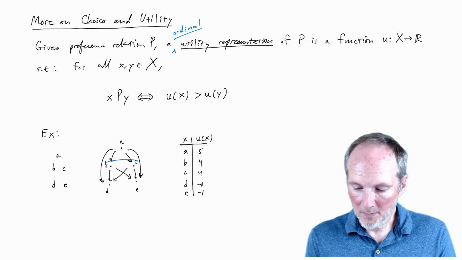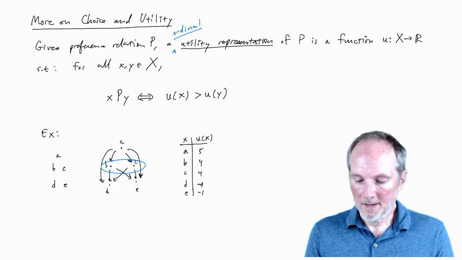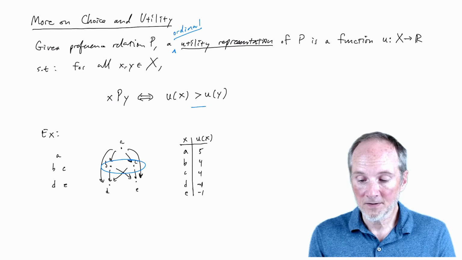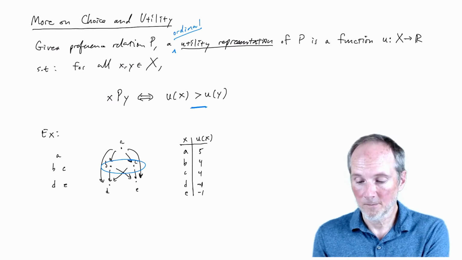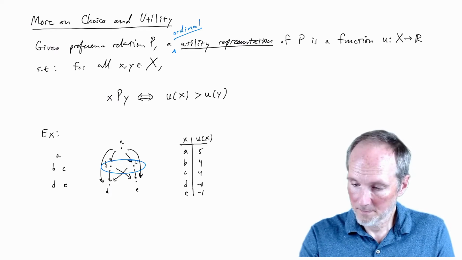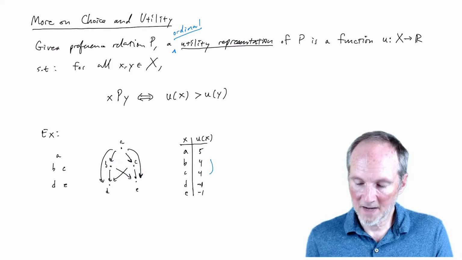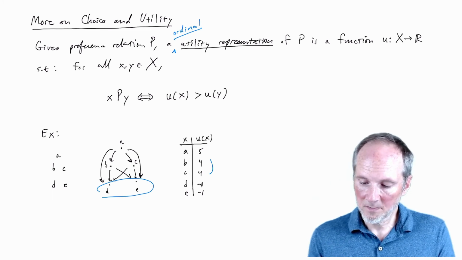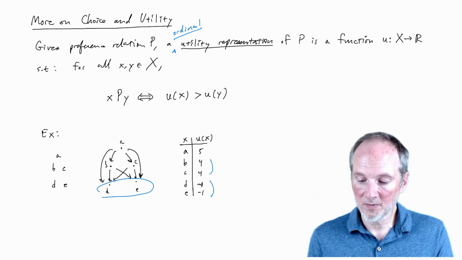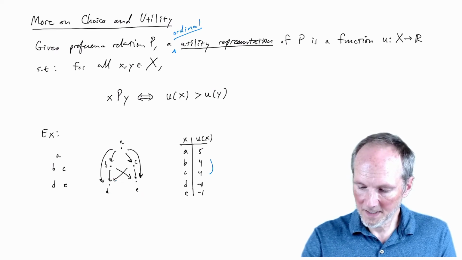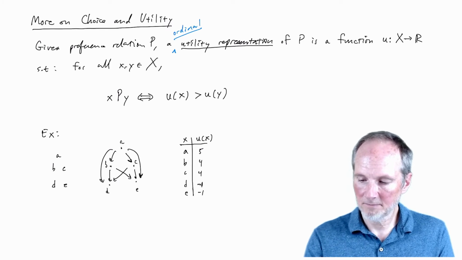What about B and C? Well, in that case, there's no strict preference either way. So we can't have a strict inequality either way, right? Well, that means they have to have the same number. And they do. They both have a utility of 4. Same with D and E. There's no strict preference between them in either direction, so they have to have the same utility, and they do, -1. All right, so everything checks out. That is a valid utility function.